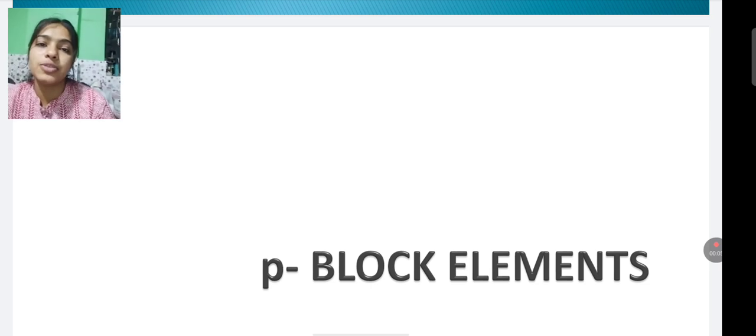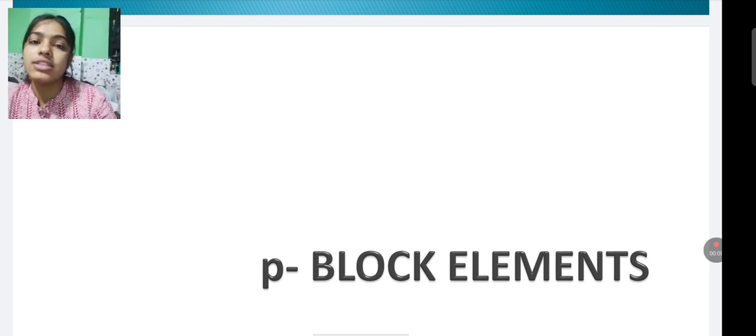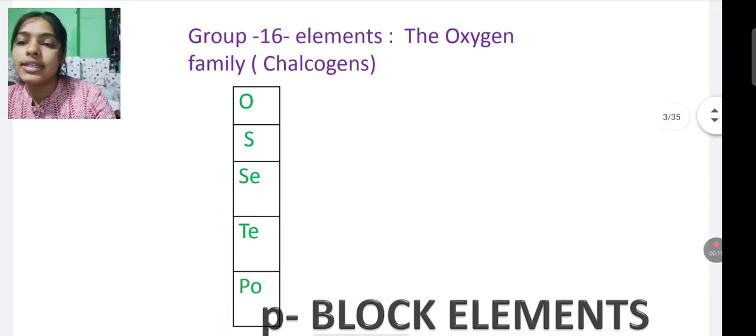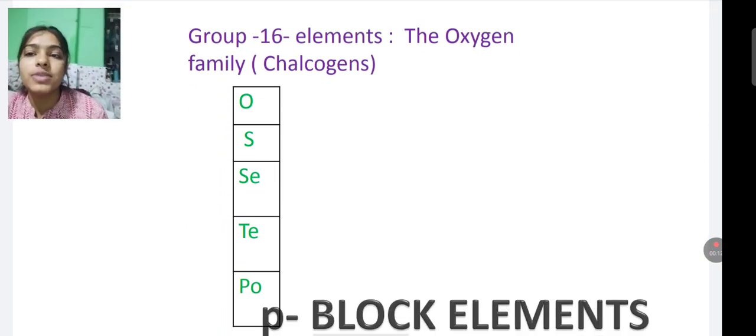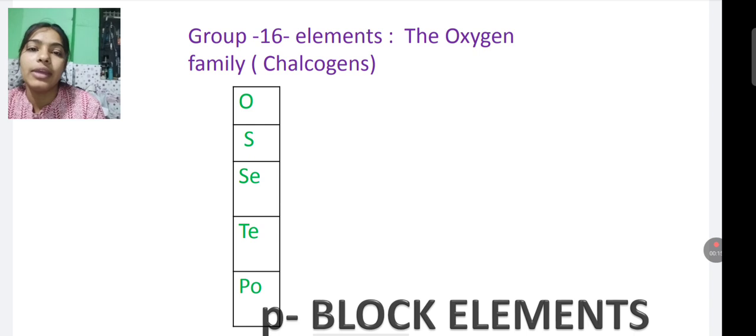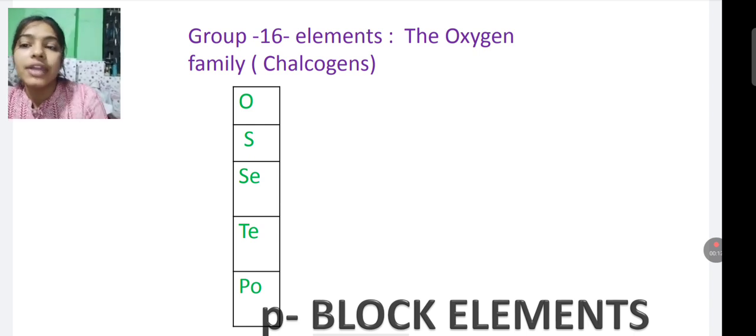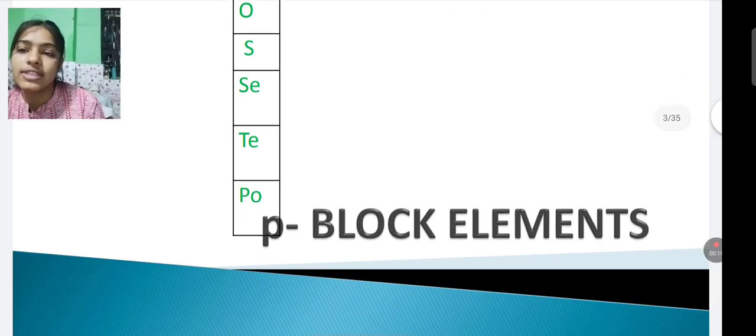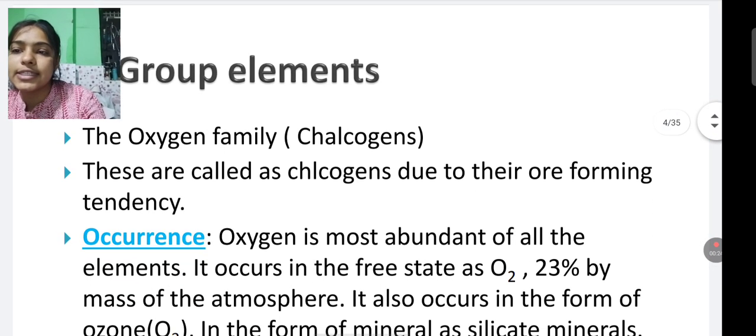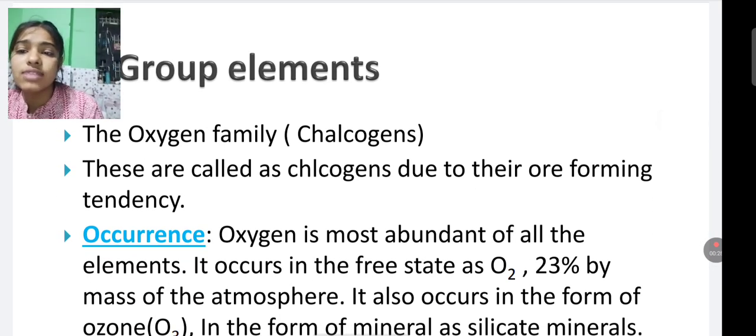I am here to explain the topic group number 16, that is P block element. Let's start our explanation. Group 16 means oxygen family. It is also known as chalcogens. It consists of oxygen, sulfur, selenium, tellurium, polonium. Group number 16, the oxygen family.